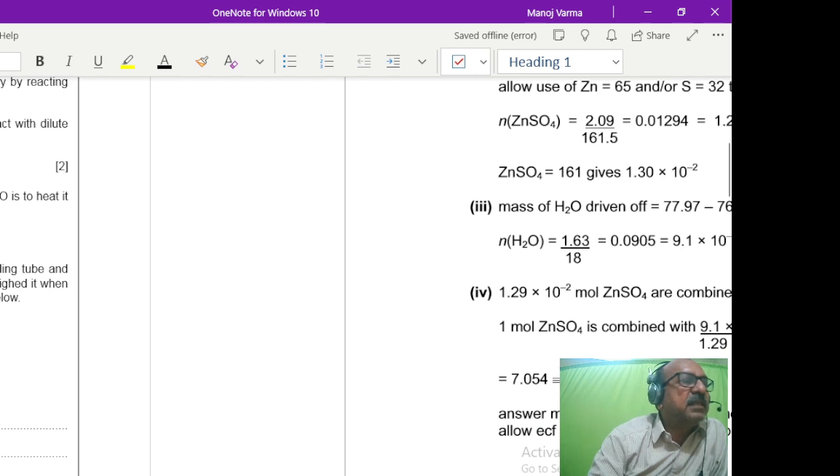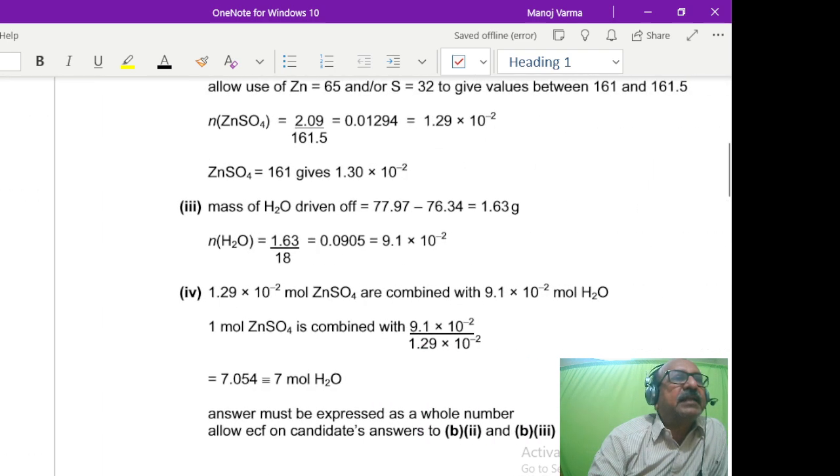So it's pretty easy. As I showed you, you have to subtract this, so you get the mass of the water, but again you need to convert it into the number of moles, and the MR of water is 18. So you divide it and you will get the number of moles of the water which has been driven off, and it gives you 9.1 into 10 raised to minus 2. If you write it in this form using 1 decimal place, you will get this answer. Okay, so now you got the moles of zinc sulfate, you got the moles of water.